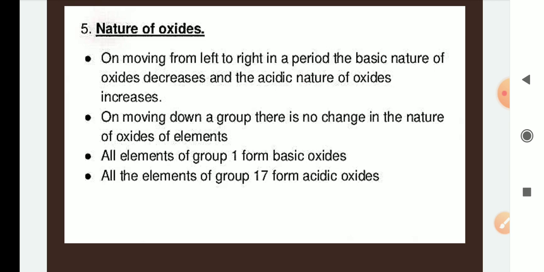Suppose you consider potassium, it will lose an electron and gain a positive charge. So when you come down the group, the tendency of losing electrons increases in case of metal reactivity. But in case of non-metals, if you come down the group, you will see the non-metallic character is decreasing, and the tendency to gain electrons also decreases.